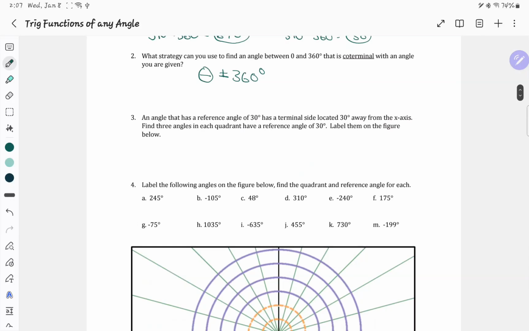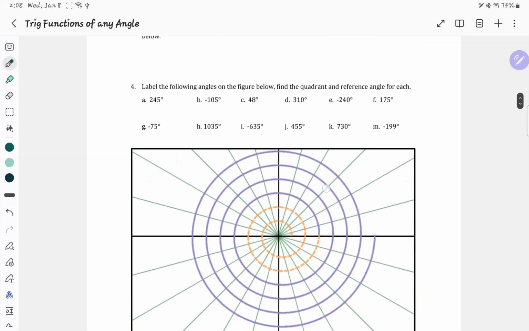Reference angles are mentioned in this third one, so we'll talk about that here in a second. An angle that has a reference angle of 30 degrees has a terminal side located 30 degrees away from the x-axis. We want to find three angles in each quadrant that have a reference angle of 30 degrees. We're going to label them on this figure below.